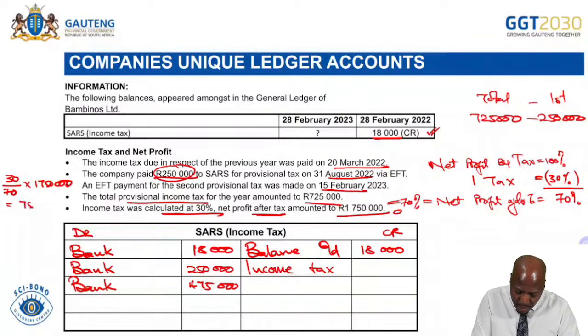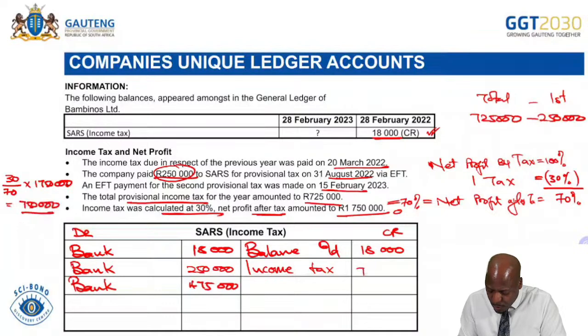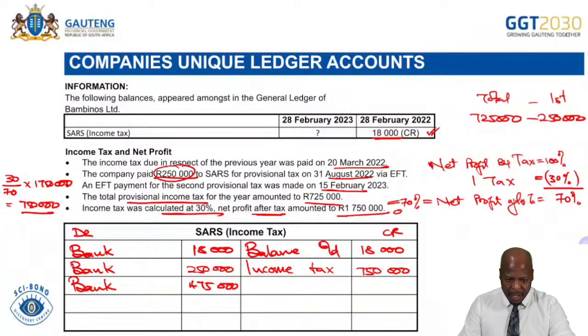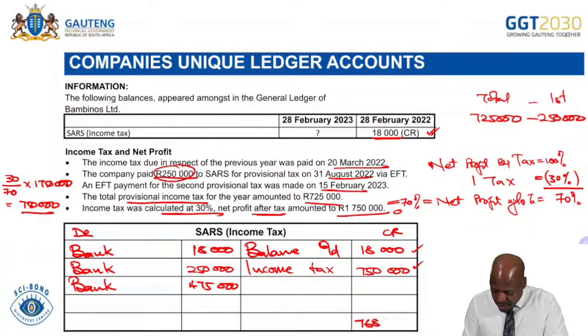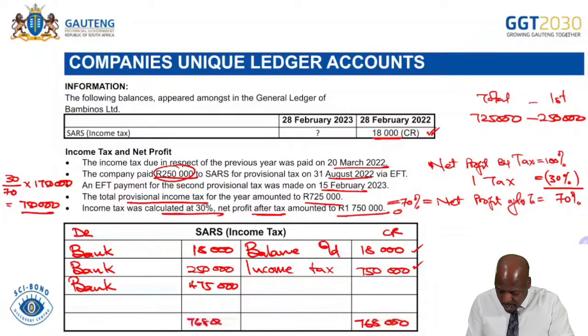Someone says 750,000. Okay, so we come here, our income tax is going to be 750,000. And then when it's like this, then we close off the ledger account. Let's quickly do that. You look for the side with the highest amount. Which one has the highest amount? Your credit side. Thank you. Then you say 18 plus that one. That gives you 768,000. So this becomes 768,000.